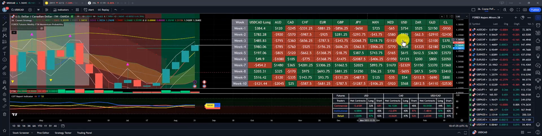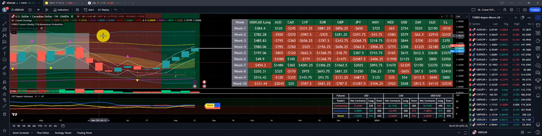US Canadian dollar, however, nice momentum to the upside all the way up to the Z3 excursion at 1.38527. Nice risk to reward.